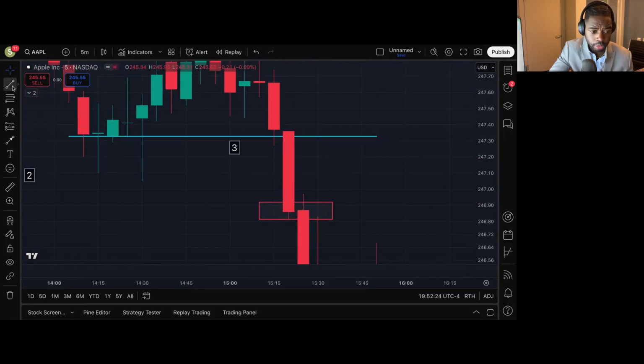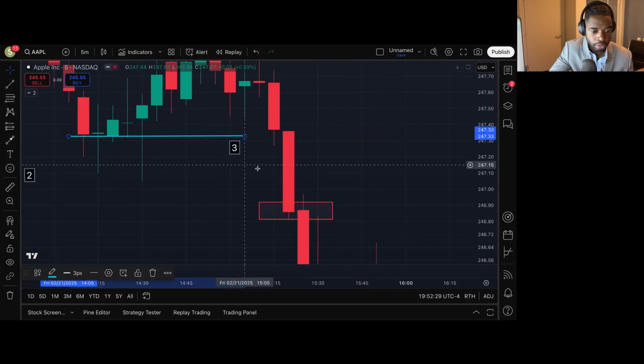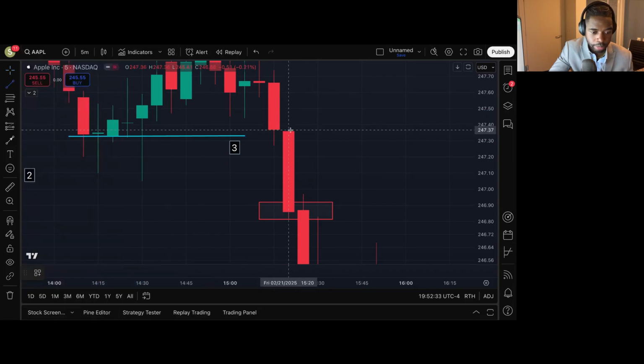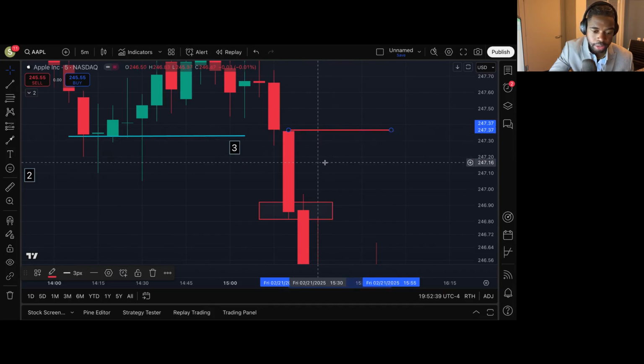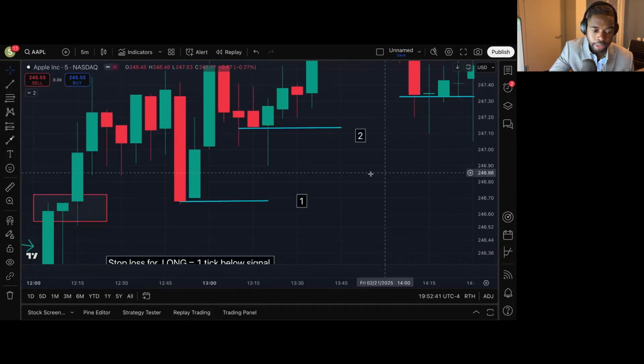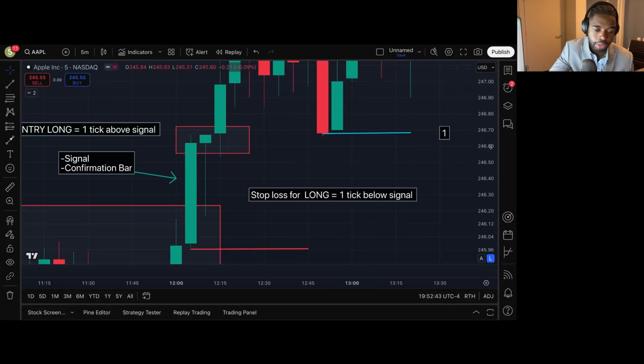And then for going short, remember this is our signal bar going short. So our stop loss is going to be 1 tick above. So if price starts to go back up here and goes up to here, then you would want to exit. Now I don't exit like that anymore. Okay, now let me show you how I do this.